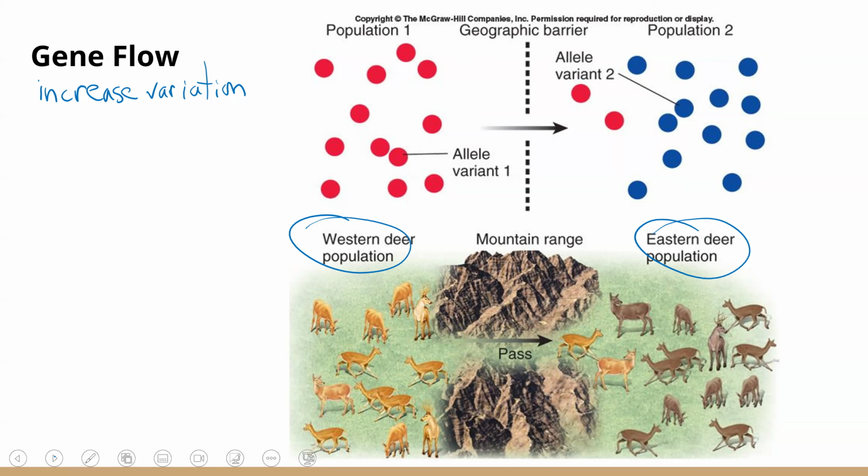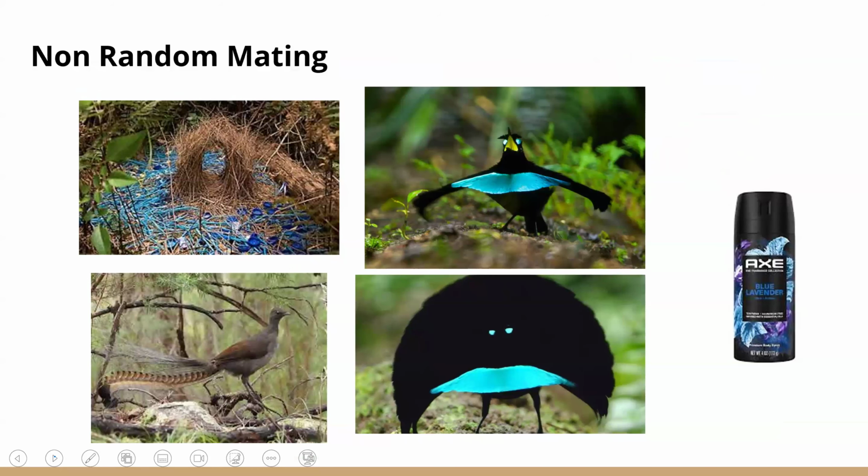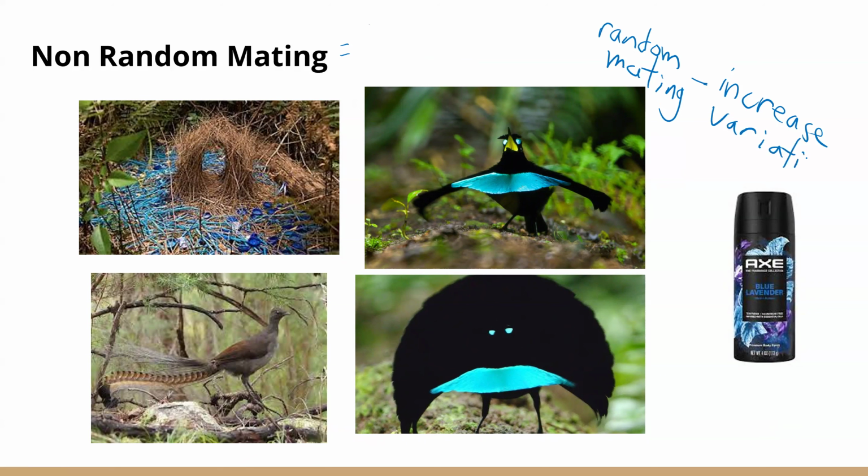Non-random mating drives natural selection. This would increase variation, but I'm sorry, random mating would. Oop. Get my eraser out here. Random mating would. And when we do Hardy-Weinberg, what we see is that we're going to assume that mating is always random. But that's not the case in reality. What happens in reality is the mating is not random.